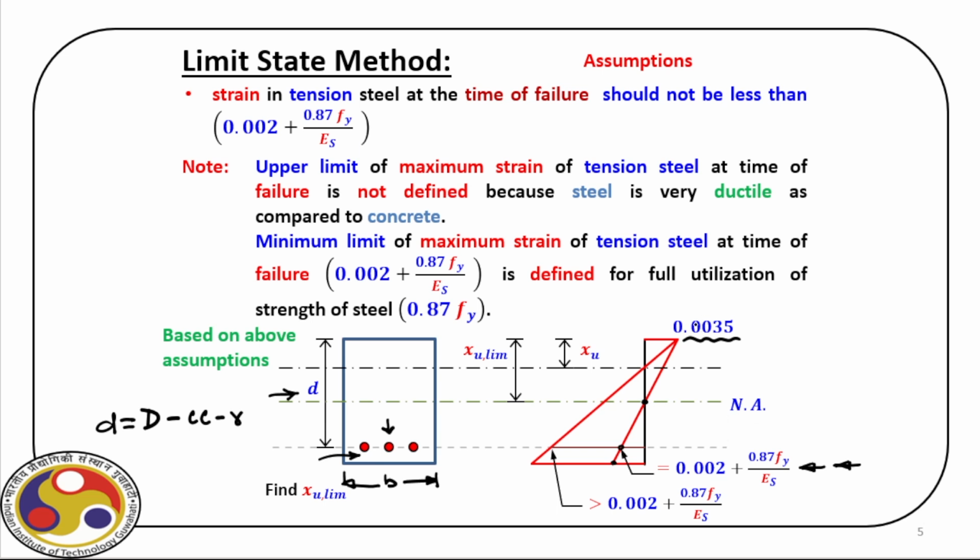Now, the point is, if the strain in the extreme compression fiber is the maximum value of strain allowed for concrete, and at the same time this is the level of strain in steel, then we have a limit state, which is the limiting condition. We call it balanced section or critical section. In limit state design, we mark it Xu, comma, lim. Xu is the depth of the neutral axis from the compression fiber. If it is the limiting case, or the critical case, we call it Xu lim.